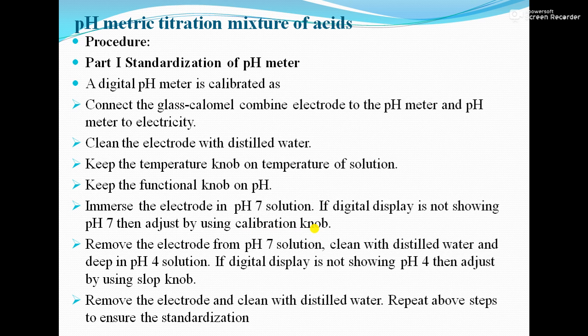But in both cases, we have to check whether the pH meter is showing pH 7 or pH 4. If it is not showing, then we have to calibrate that pH meter. Then the last step is to remove the electrode and clean with distilled water. Repeat the above steps to ensure the standardization.